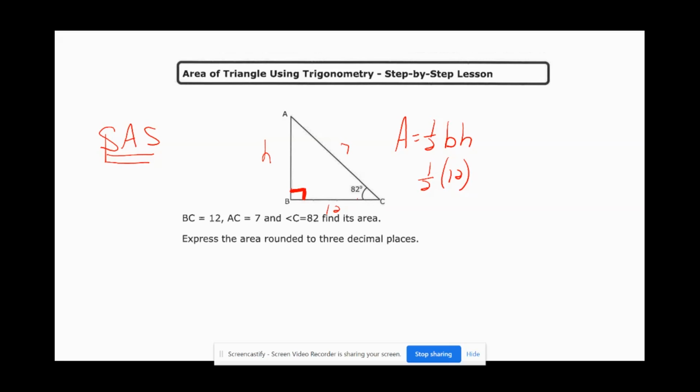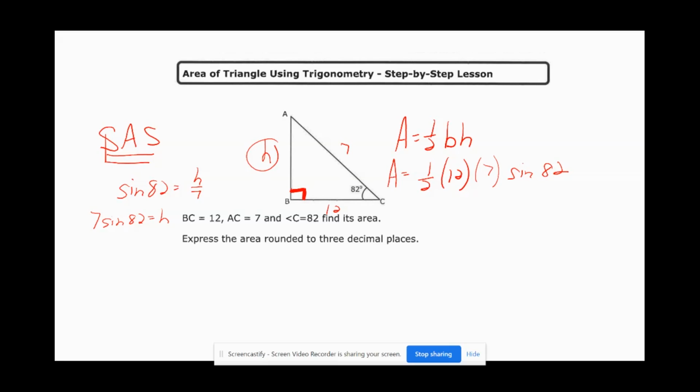I can look here with what I'm given with that 7, that if I took the sine of 82 equals h over 7, or 7 times the sine 82 equals h. So what I can do is plug in for that h in my formula over here, 7 sine 82. Now notice this only works when we have a right triangle. So what happens if they give us a triangle that isn't a right triangle? We can always find the height by dropping down the altitude.